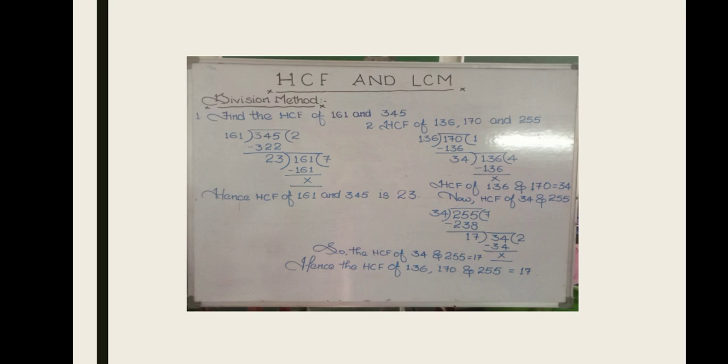And if we have 3 or 4 numbers or more than that to find out HCF, the same method we can use. First take the first 2 given numbers. Here we have one example, 136, 170 and 255. The first 2 numbers are 136 and 170. So the greatest number is 170 here. So 170 will become the dividend and 136 will become the divisor. And it is possible by 1 into 136 is 136. When we subtract 136 from 170, we get the remainder 34.